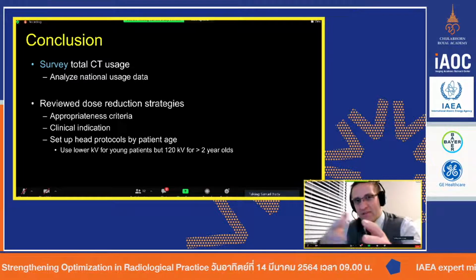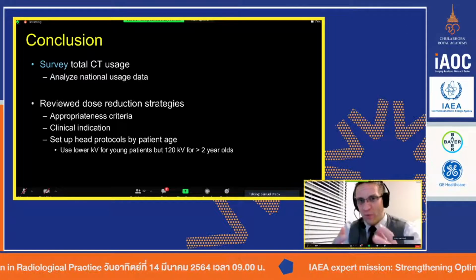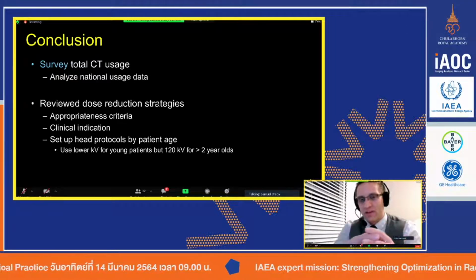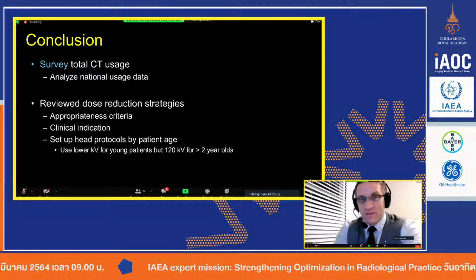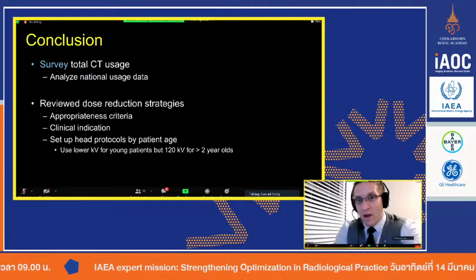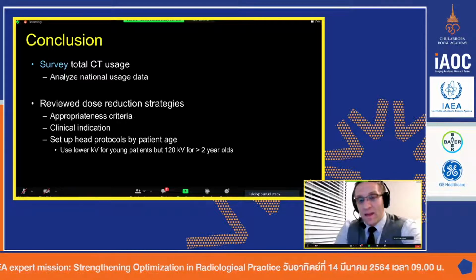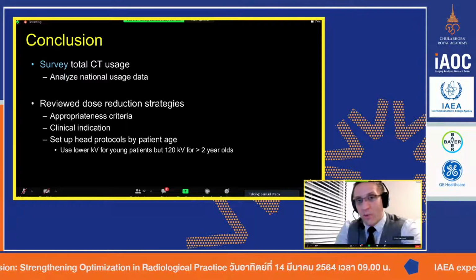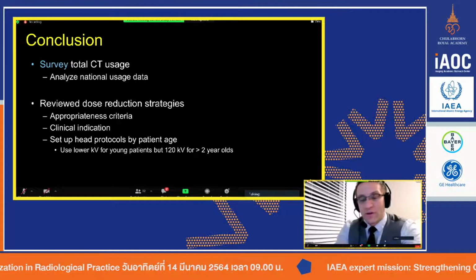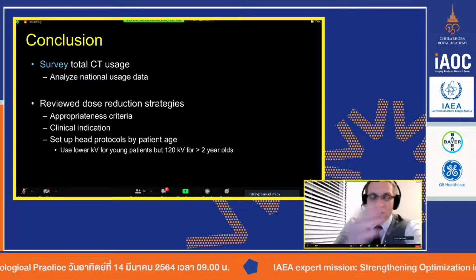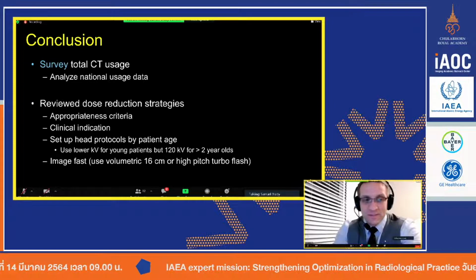Whereas after they matured, their brains aren't as water-based. The parenchyma is not as water-based. After 2 years old, the skull is, for all intents and purposes, more ossified and almost as ossified as an adult. Then in that case, you do need a more penetrating radiation using 120 kV, roughly, right around there. And so that's why it's helpful to set up multiple protocols based on patient demographics.